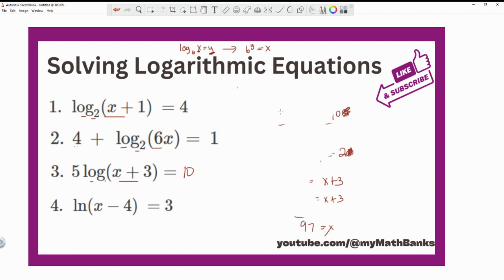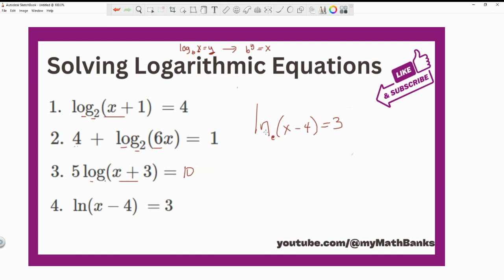All right, another challenge for number 4. Pause it as you need. I'm going to answer it now. All right, so you have ln(x - 4) = 3. Now ln is just log base e. So therefore your base here is e.